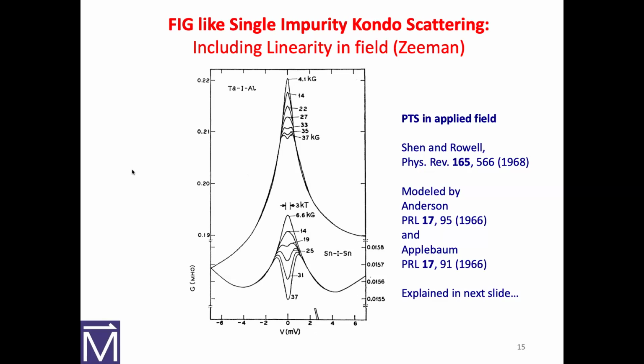These are the kind of things where tunneling was new, and they see these funny effects, and how do you explain it? People had seen that in these materials, PTS is planar tunnel spectroscopy, they see this big peak in the center, right? And as you apply a field, the peak splits. What's going on here? It was figured out by Anderson and Appelbaum.